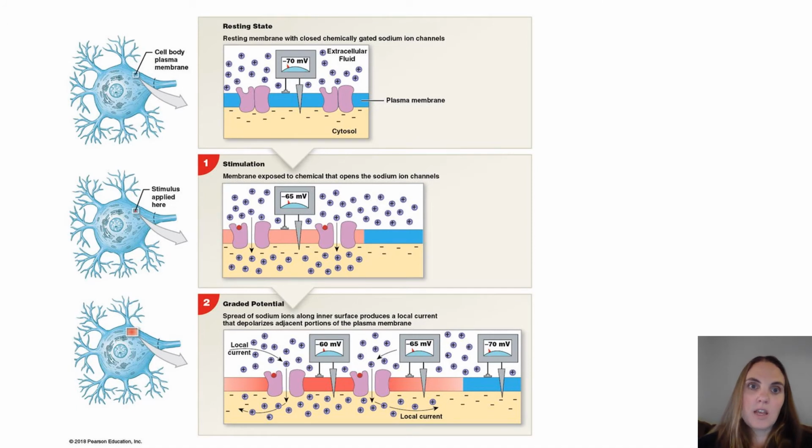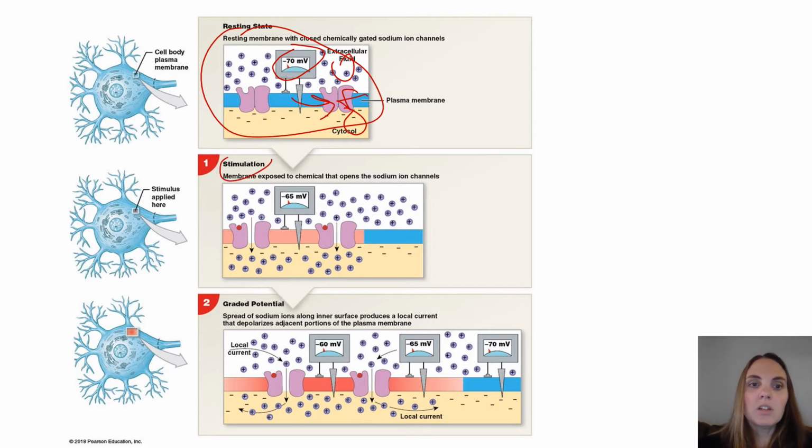So this image is taken from your textbook, just to give you an idea of what is happening when some of these chemically gated channels bind and how we get a graded potential. In our resting cell here, our membrane potential is negative 70 millivolts. Our gates are closed, and we've got positive sodium and negatively charged anions on the inside. So we have a membrane potential. Those positive and negative charges want to move towards each other.